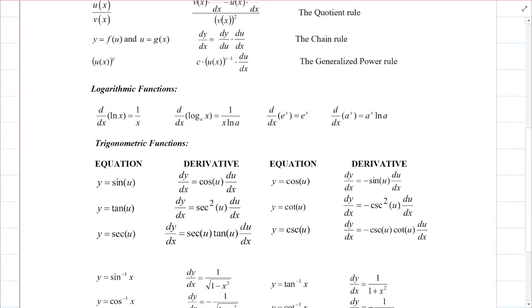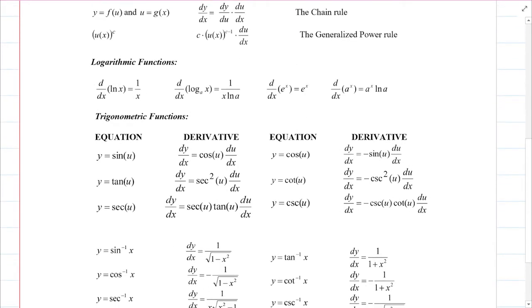Now there are some more formulas here that include the logarithmic function, so the derivative of ln, which is 1 over x, derivative of log, which is 1 over x times ln a at the bottom, exponential, which is e to the x, and if you have a general exponential function like 5 to the power of x, the derivative of that would be 5 to the x times ln of 5.